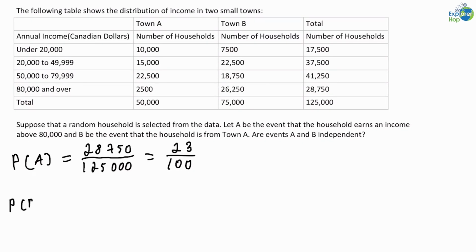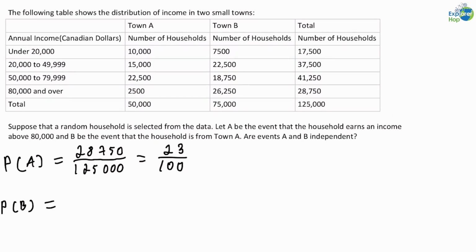Now to find the probability of event B, which is the probability that a household is from Town A, we take the total number of households from Town A and divide it by the total number of households in the data. So the probability of event B is equal to 50,000 divided by 125,000, which is equal to 2 over 5.